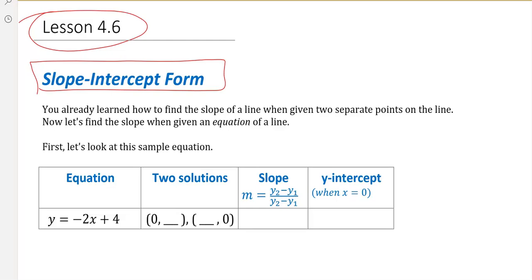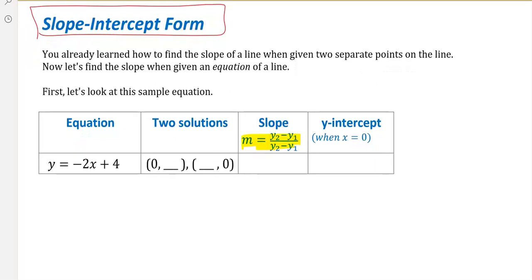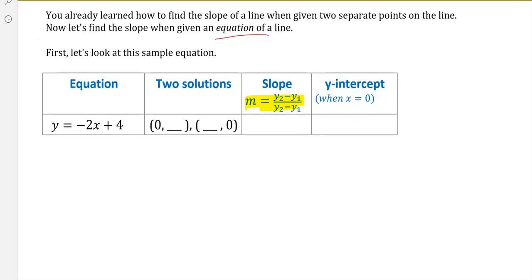Now you already learned how to find the slope of a line when given two separate points on the line using the slope formula, which you can see right here. There's our slope formula. All right, so let's look at this sample equation because we're going to find the slope when given the equation of a line. So in a particular equation, we can look at it and go, oh, that's the slope. So we're going to find out how to do that right now.